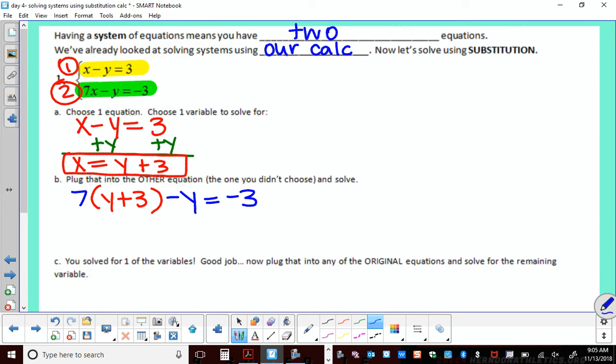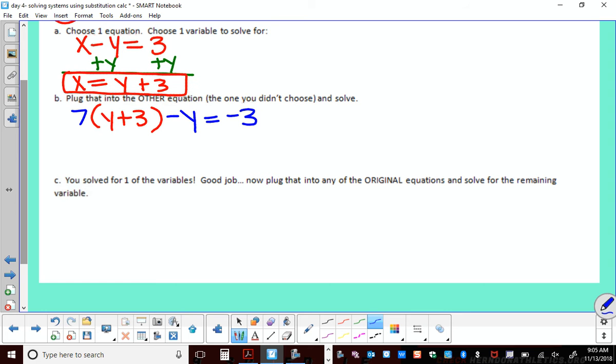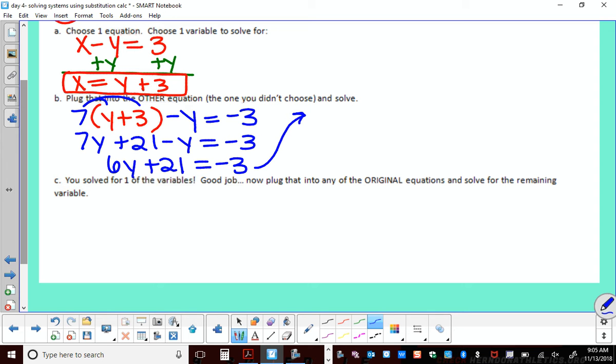All right, if I have to distribute this, what do we get? 7y. And what's 7 times 3? Plus 21 minus y is equal to -3. Do I have any like terms? Yep, what are they? So 7y minus y gives me 6y plus 21 is equal to -3. Okay, I'm going to draw an arrow over here so I can have some space to solve it.